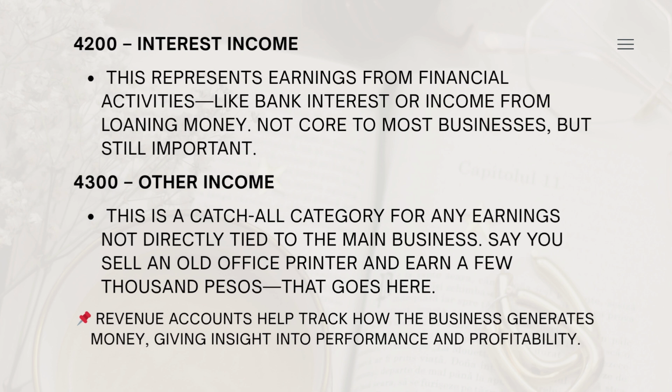4,300. Other income. This is a catch-all category for any earnings not directly tied to the main business. Say you sell an old office printer and earn a few thousand pesos. That goes here. Revenue accounts help track how the business generates money, giving insight into performance and profitability.